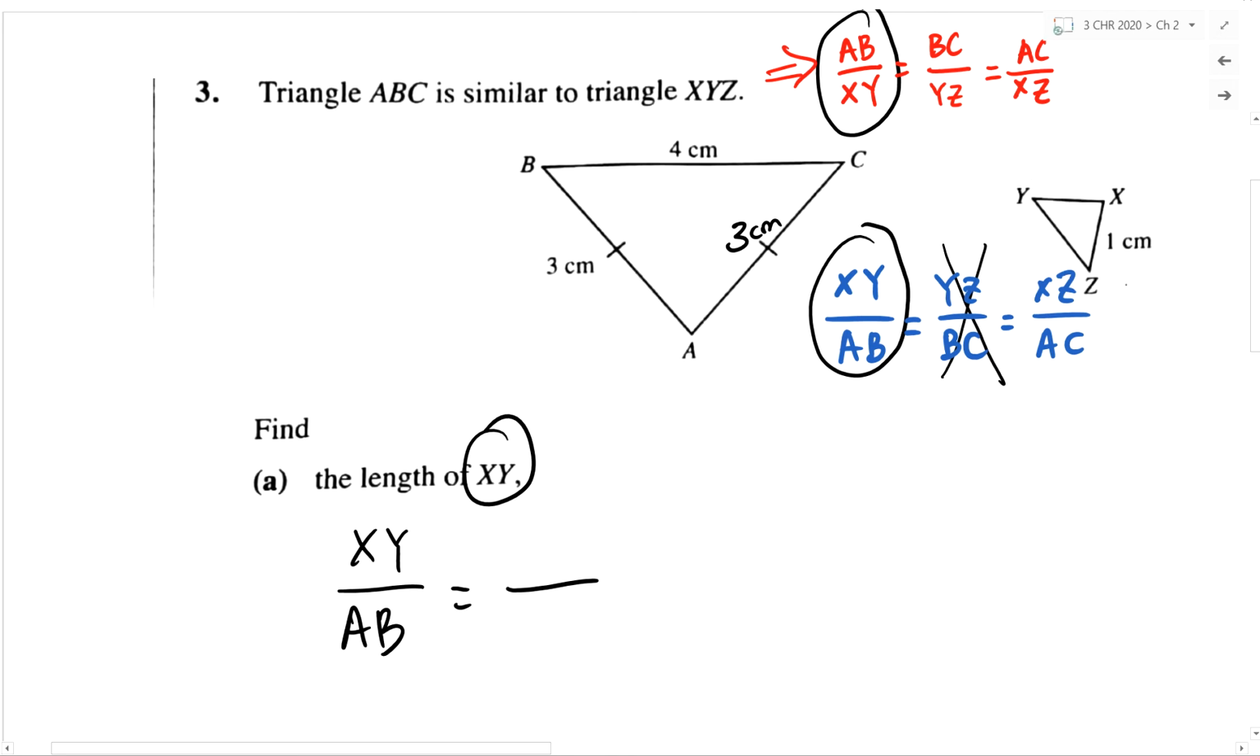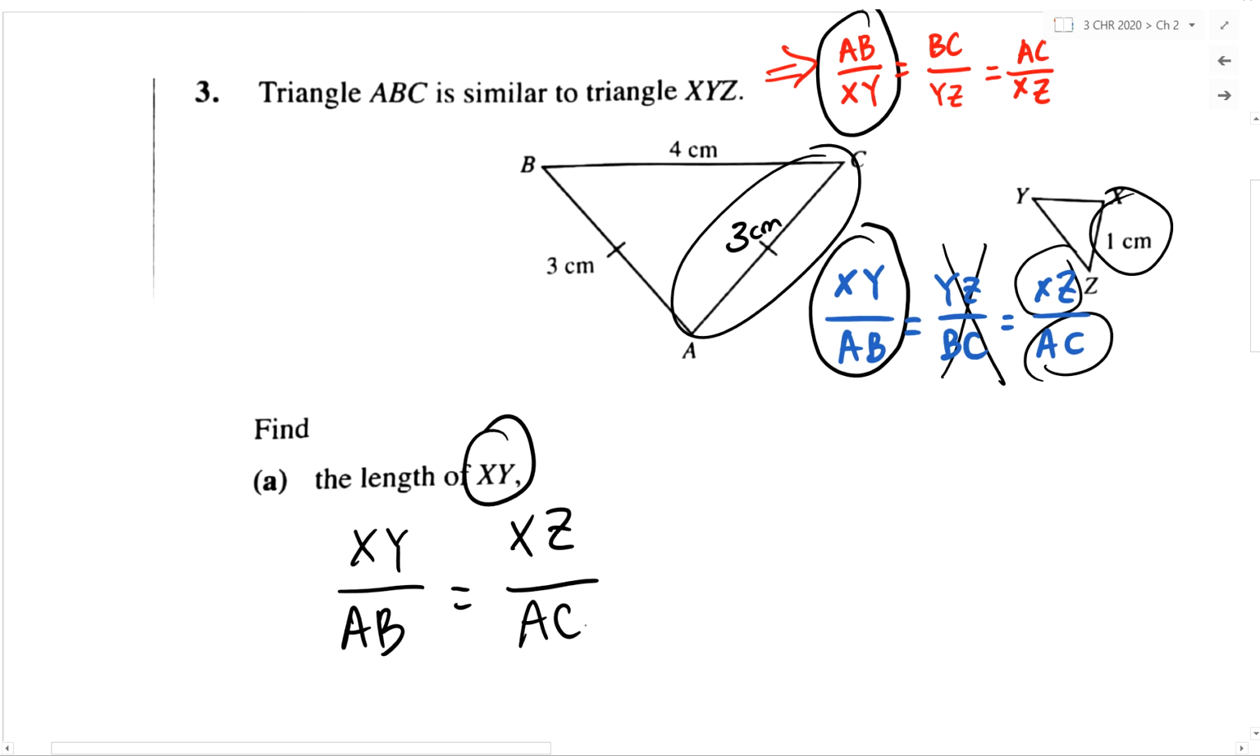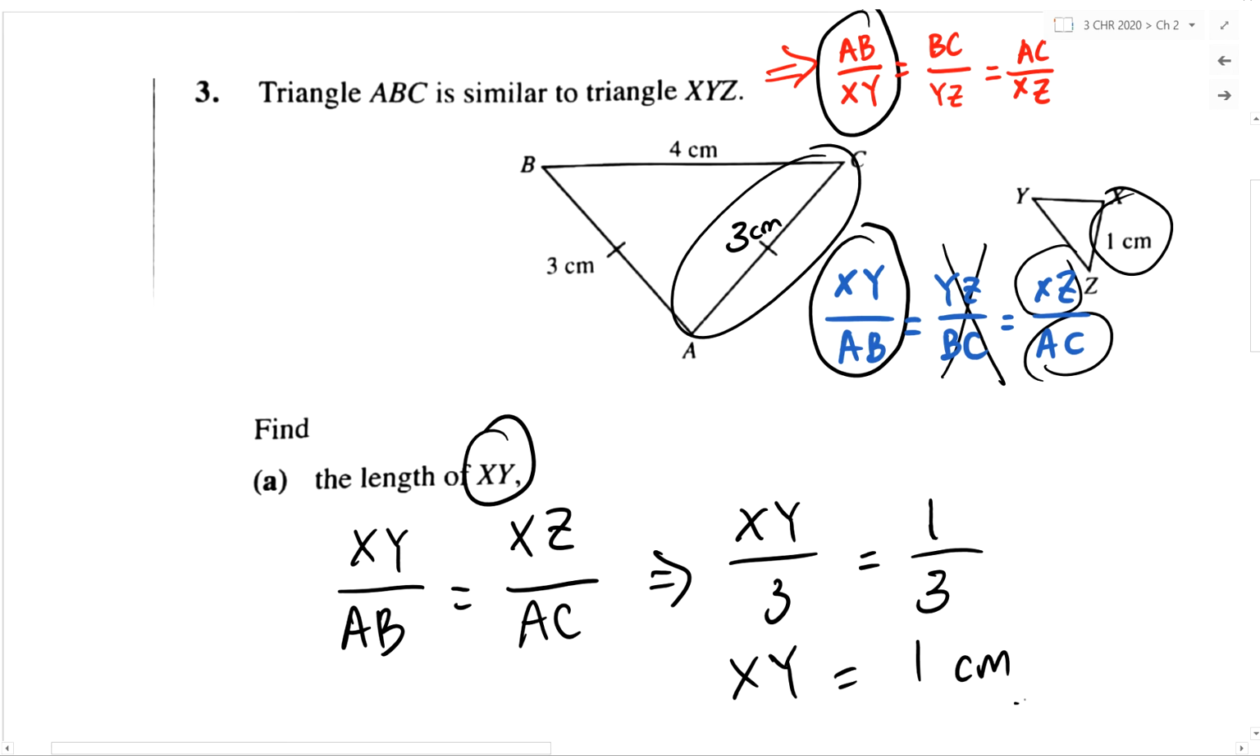Let's look at the next fraction. The next fraction is XZ. Well, it is given to us. This is XZ divided by AC, which we also found. Based on this, we have XY over AB, which is 3, equals to XZ, 1, over, and the next one AC, which is 3 again. So XY must be multiplied by 3 on both sides, 1 cm.